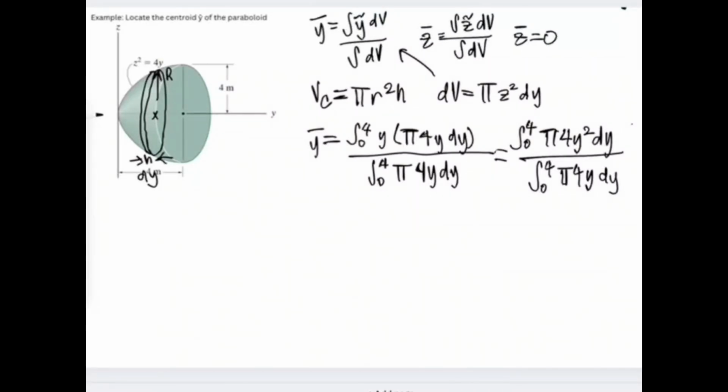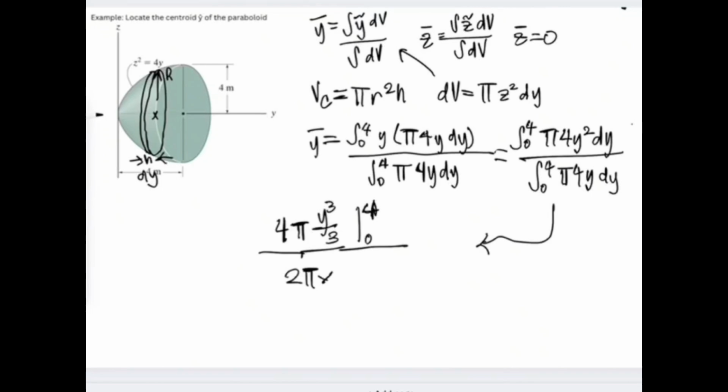Yan. So bali ang magiging sagot na dito is 4 pi y cubed all over 3 from 0 to 4, tapos yung sa may denominator naman is magiging 2 pi y squared, same din na from 0 to 4.